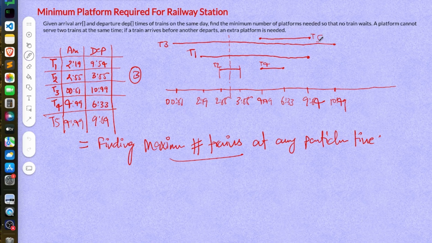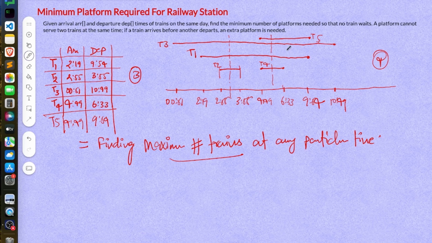Now think about it. What is the minimum number of platforms you would need now so that no trains wait? It is 4, because in between 4:49 and 6:33 you are again having 4 trains, and for 4 trains you must have at least 4 platforms to let all 4 stay without any problem, because we know that one platform cannot serve two trains at the same time. So here the answer for this test case is 4.